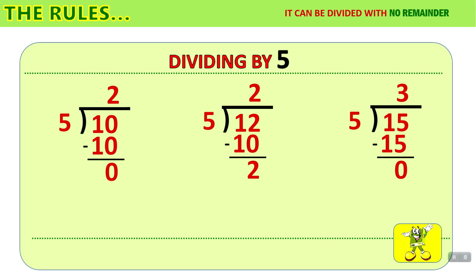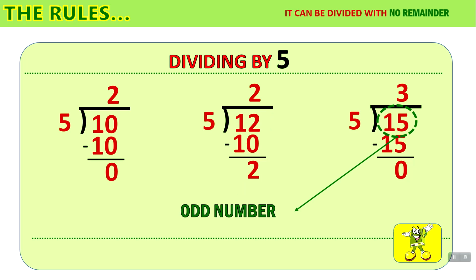We can see that the numbers that we divided and got a remainder of 0 are 10 and 15. So let's look at them. 10 is an even number. But 12 is also an even number, and that had a remainder when we divided by 5.